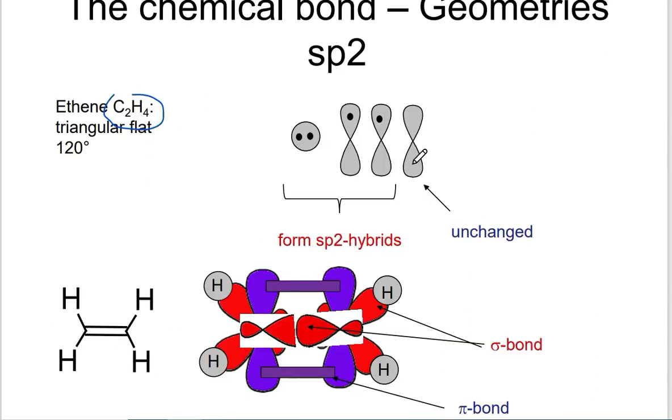So if you see here, only two of the p orbitals hybridize with the s and form three different sp2 orbitals. It's called sp2 because it's only made by two p orbitals. So instead of one s plus two p, we get three sp2. And the third p, which is, let's say, pz, remains unchanged.